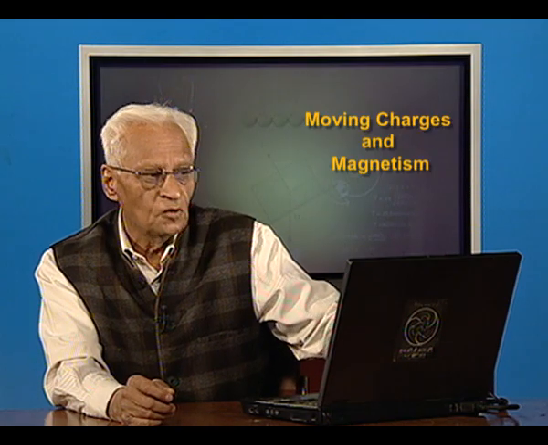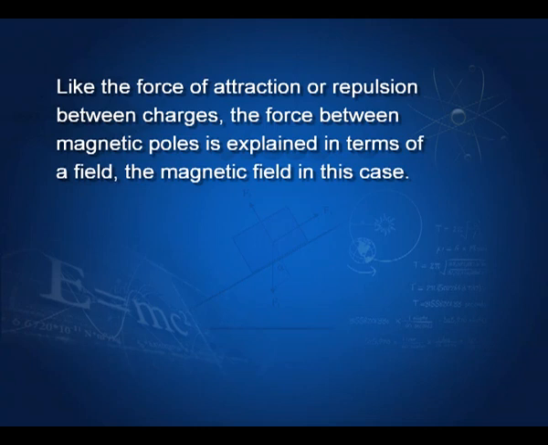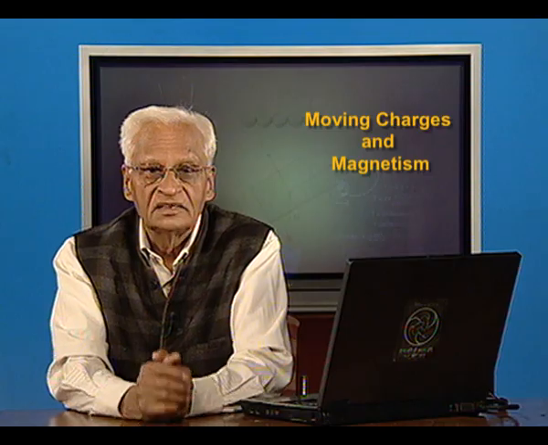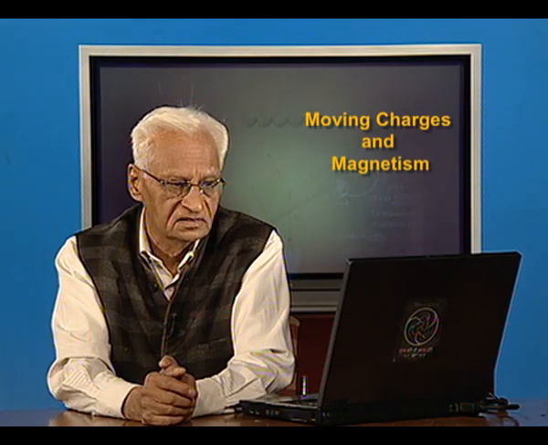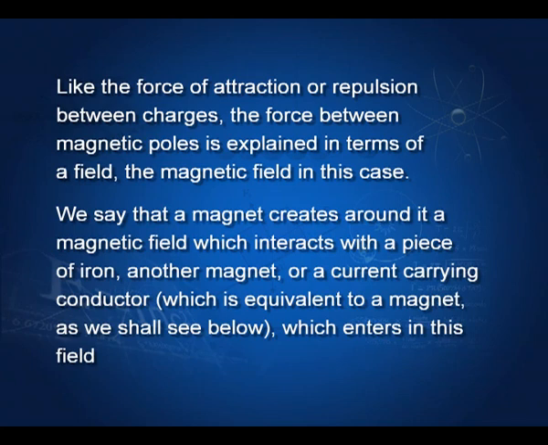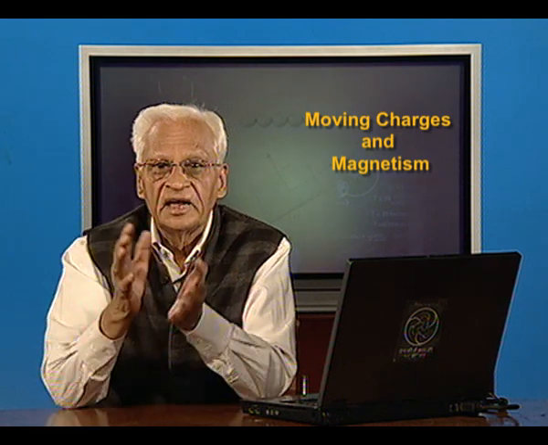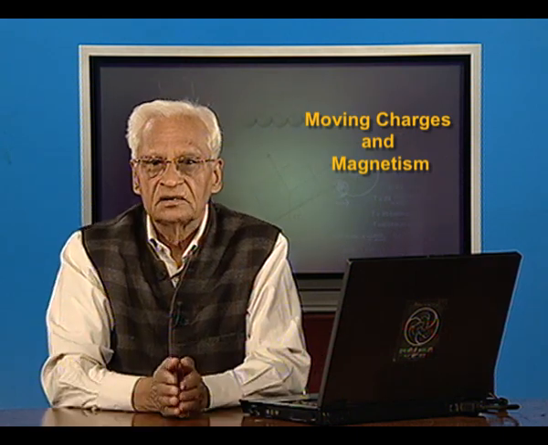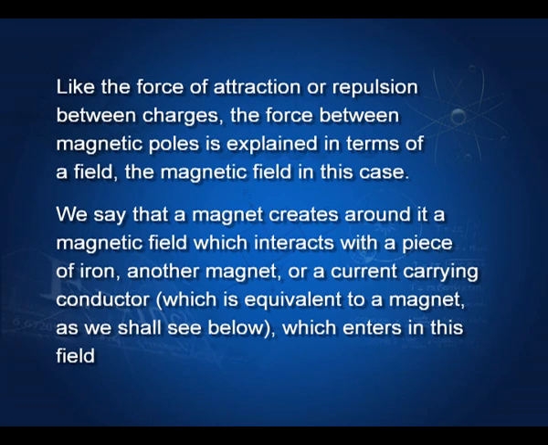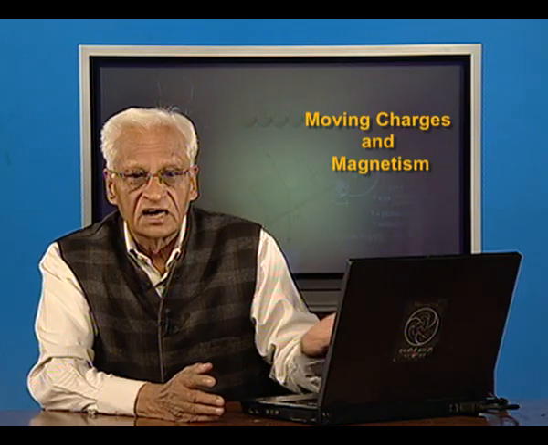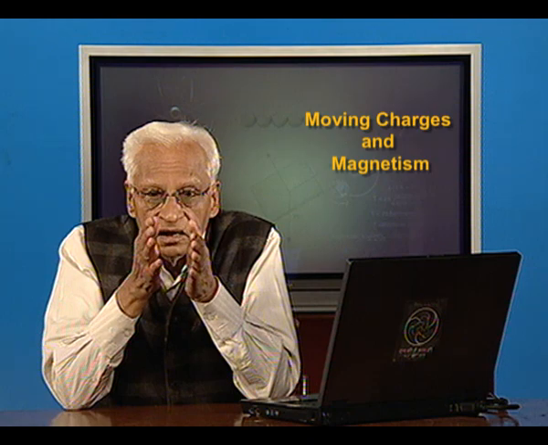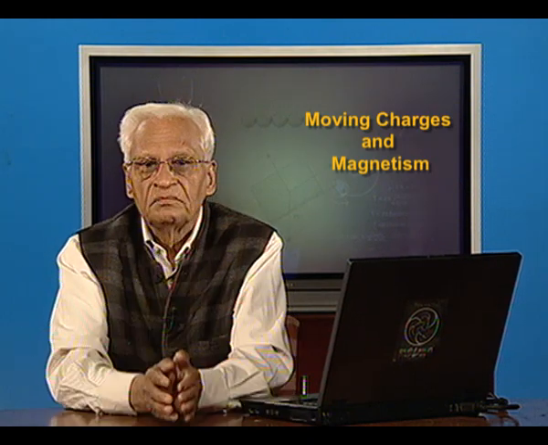Like the force of attraction or repulsion between charges, the force between magnetic poles is explained in terms of a field. In this case, we call this field a magnetic field. We say that a magnet creates around itself a space, or magnetic field, in which if another magnet or a current carrying conductor enters, then that body which enters will be affected by this field.